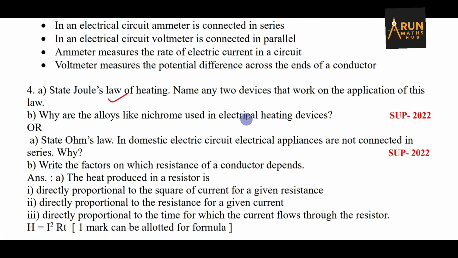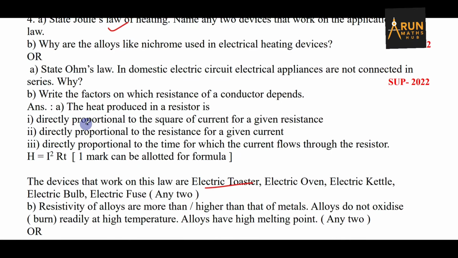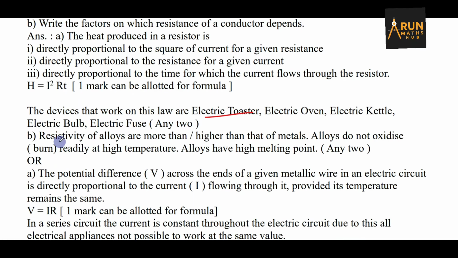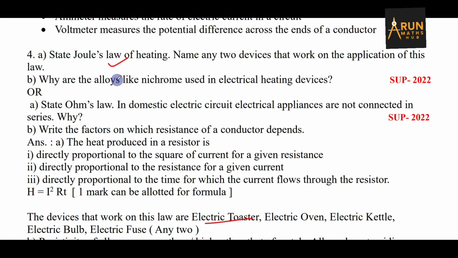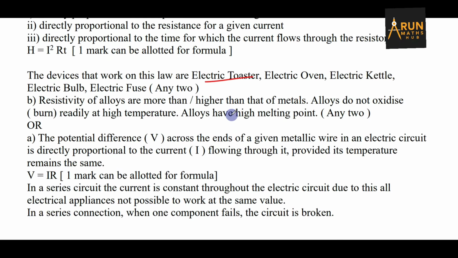Why are alloys like nichrome used in electrical heating devices? We use alloys like nichrome in heating devices because the resistivity of alloys is higher than that of metals. Alloys do not oxidize at higher temperature, and also alloys have high melting point. Because of these reasons, we use them in heating devices. Why do we use alloys in heating devices? Because they do not oxidize, their resistivity is higher than the component metals, and also alloys have higher melting point.